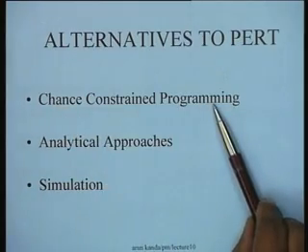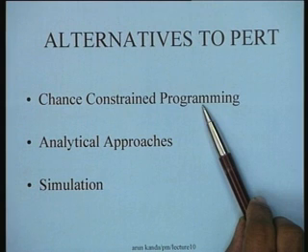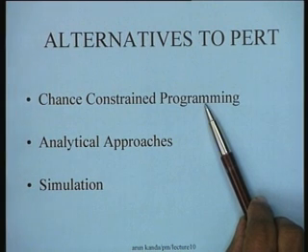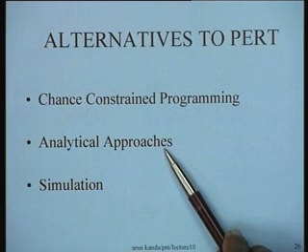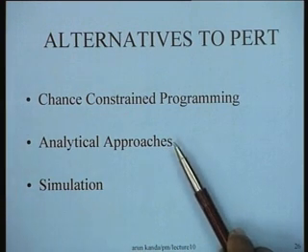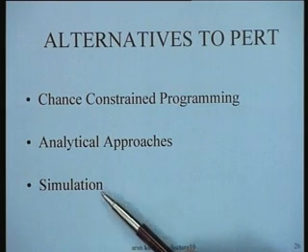So what are the alternatives to PERT? One approach for dealing with this kind of situation is chance constraint programming, where we develop a model based on constraining the chances of the particular event times. Then there are analytical approaches which we can explore, and finally simulation is a very versatile and powerful approach which can deal with this entire situation. We shall be exploring some of these alternatives in our subsequent lectures.